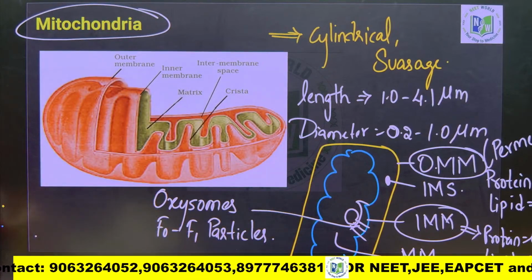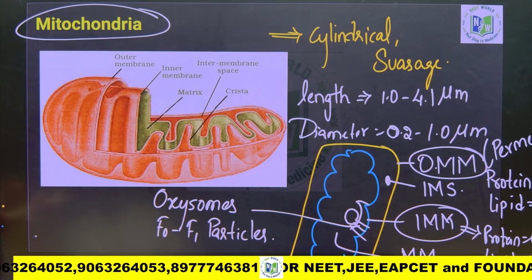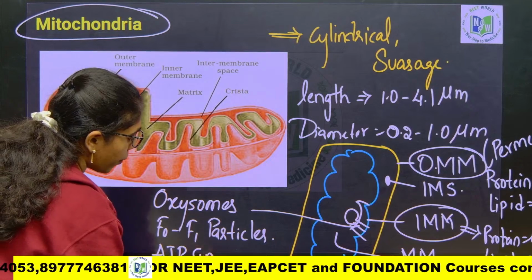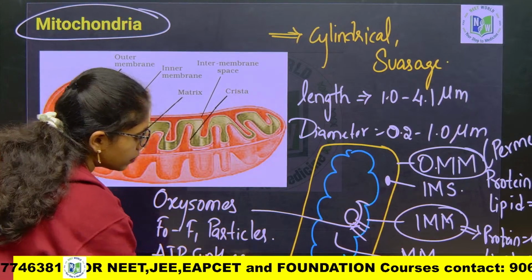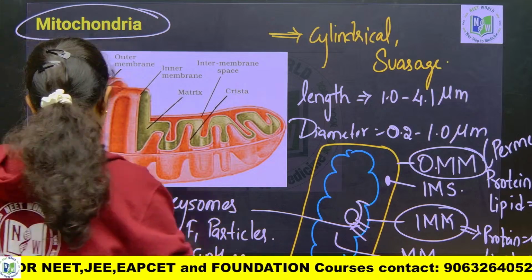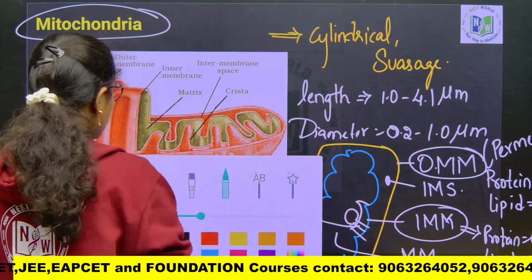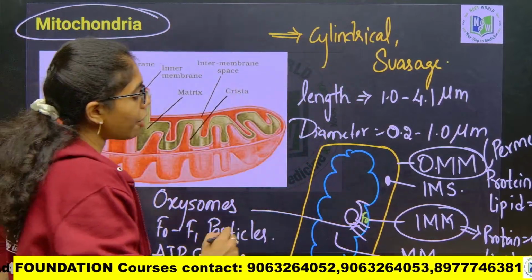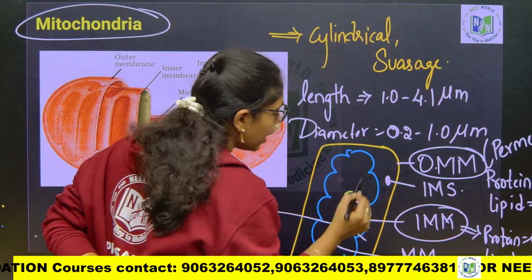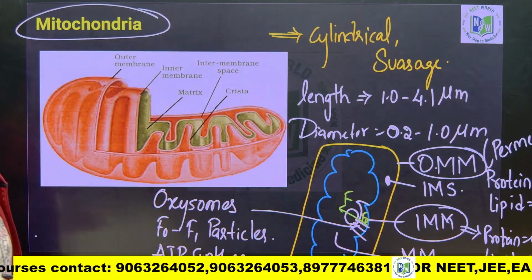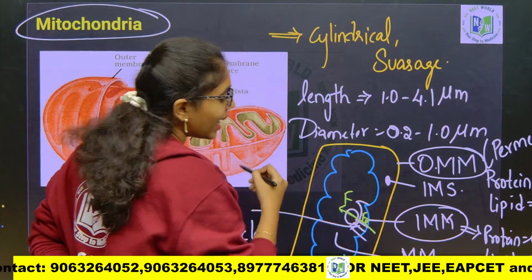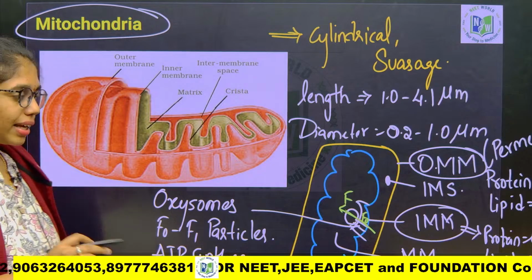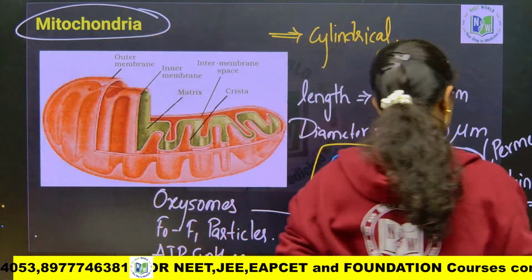Fine. Oxysomes, F0 F1 particles, and this is also called as ATP synthase channel. In this, the major point that you have to remember is F0 is embedded inside the inner mitochondrial membrane and F1 will be towards the mitochondrial matrix. Clear, right? That will be pumping protons from what? Intermembrane space to mitochondrial matrix. Clear, right? With respect to mitochondria.